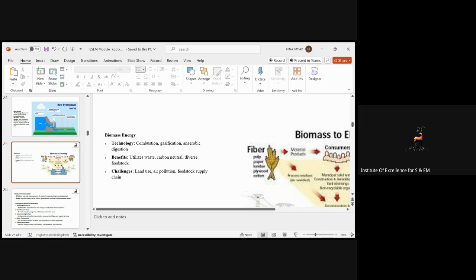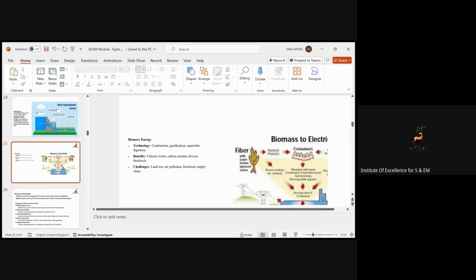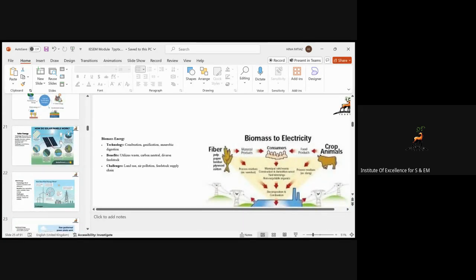Their challenge is that they create air pollution, and they need huge land usage and a feedstock supply. We have to supply the feedstock for the generation of electricity. So that is the end of the 5 types of energies we have discussed so far.